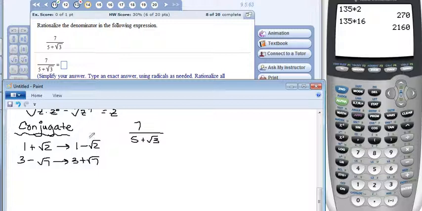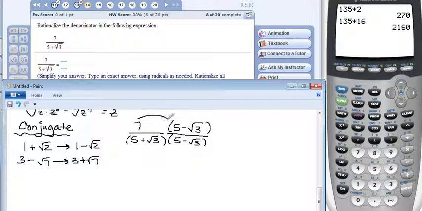So what I'm going to do is multiply top and bottom by that special form of 1 again, but I'm going to multiply by the conjugate. I have 5 plus the square root of 3, so I'm going to multiply by 5 minus the square root of 3, top and bottom, so it's just a form of 1. Okay? Now I'm going to have to start reducing this.